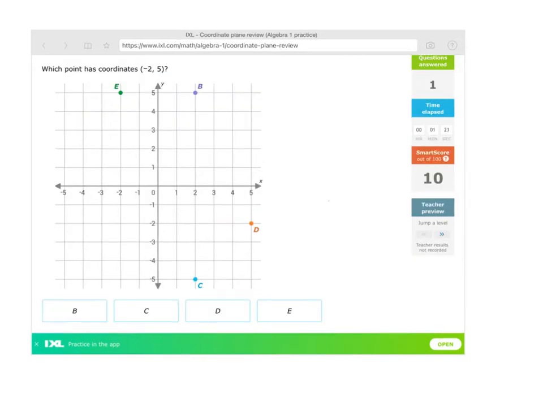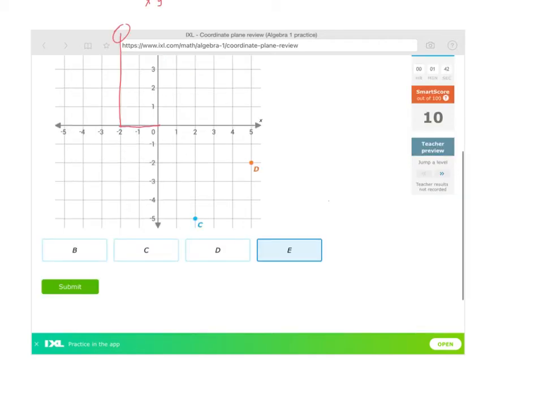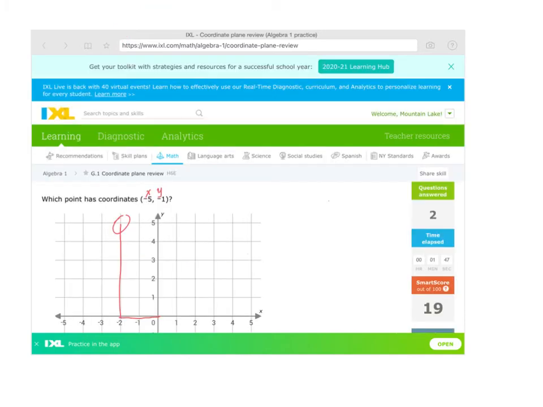In this one they are asking which one has negative 2 and 5. So x is negative 2. So let's start at 0, move in negative 2, so we are here. And then we want to move vertically by 5 units, so we reach here. So point E. So marking point E should be fairly easy for you to get. And let's hit submit. So I won't do too many of these. You guys can continue.